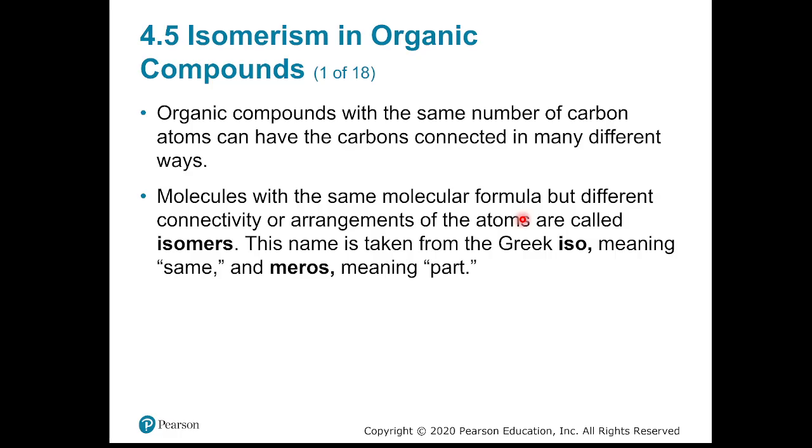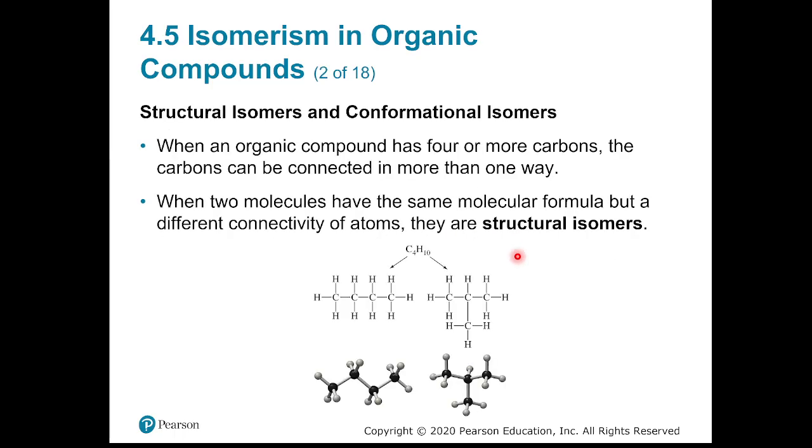All right. Now the next thing we're going to start on is organic compounds of the same number of carbon atoms. These can have carbons connected in many different ways. You may have noticed I just drew something up there that was 5 carbons, and yet we didn't end up with a pentane. Molecules with the same molecular formula but different connectivity arrangements of the atoms are referred to as isomers. This name is taken from the Greek iso, meaning same, and meros, meaning part. So isomers are different arrangements of these.